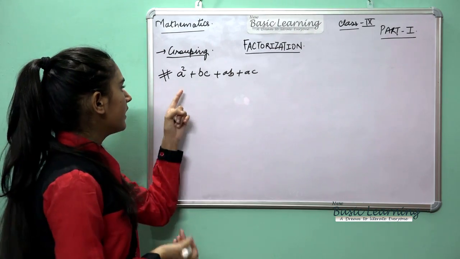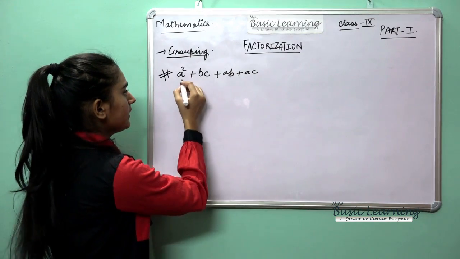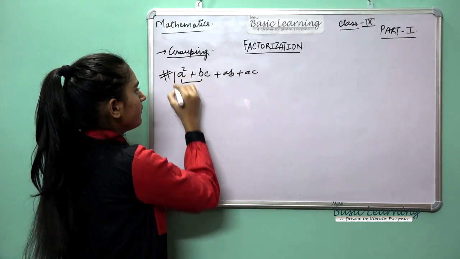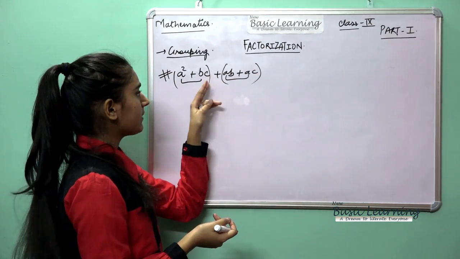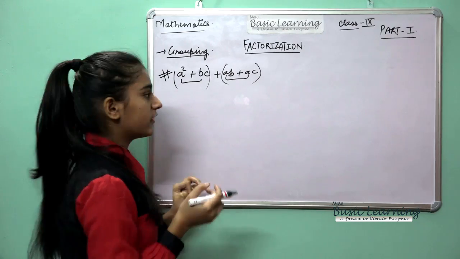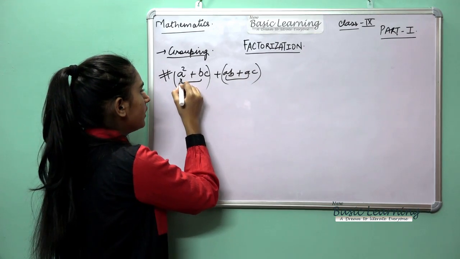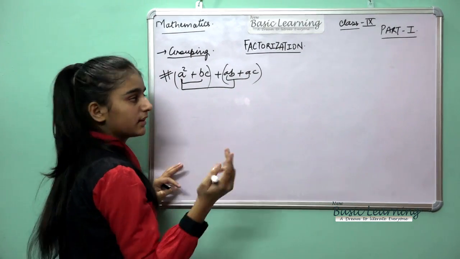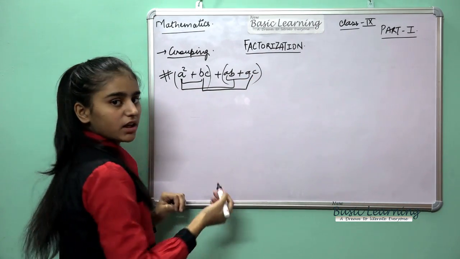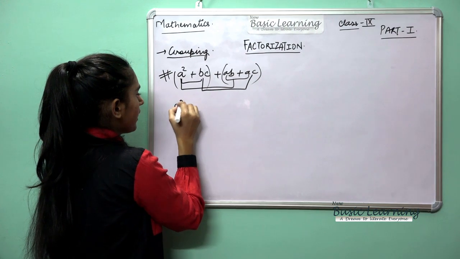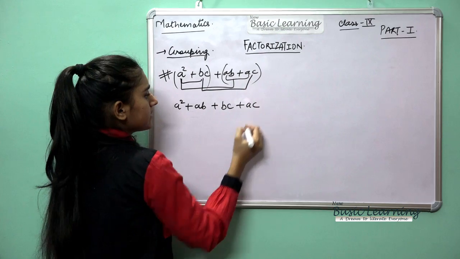Now the example is a square plus bc plus ab plus ac. You can see that there is nothing common between the first and second parts, and here the common is a. But the problem is we cannot keep the first part common, as there is nothing common in the first part. So what are we going to do? We are going to do the next method, that is the first and third, and the second one with the fourth one. So a square plus ab plus bc plus ac.